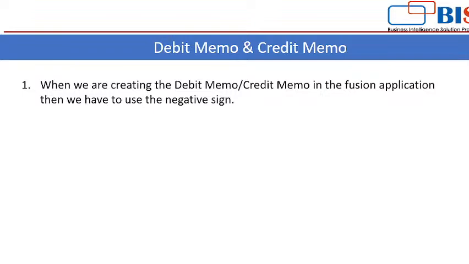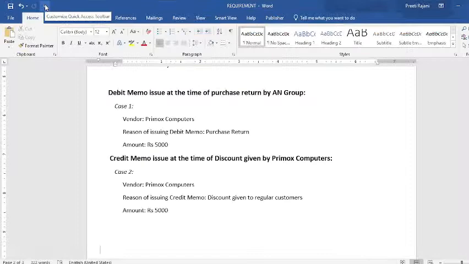Now we will directly move to our application to see how to create the debit memo or the credit memo. So here we have taken one use case of our Aeronet Group. In case 1, the vendor is Primox Computers and the reason for issuing the debit memo is the purchase return. They have purchased something from the Primox Computers supplier, and right now they are returning the purchase of 5,000. For that we have to reduce the amount of purchase by 5,000.